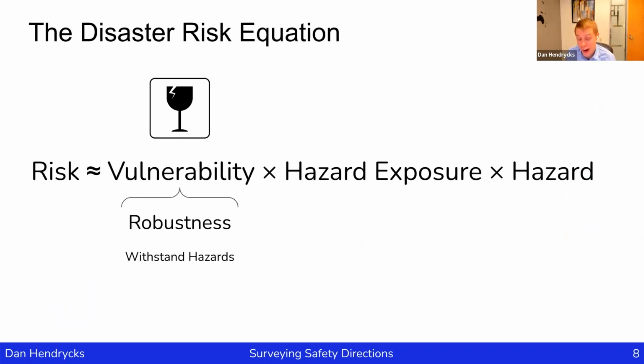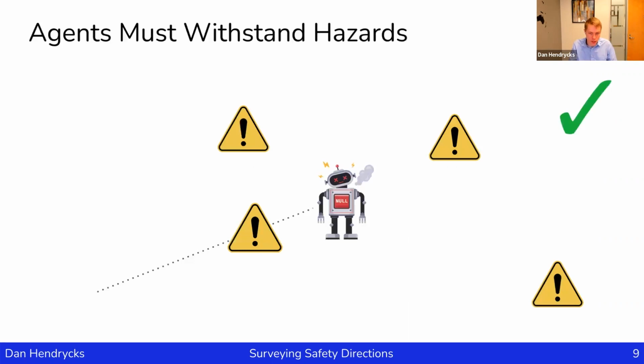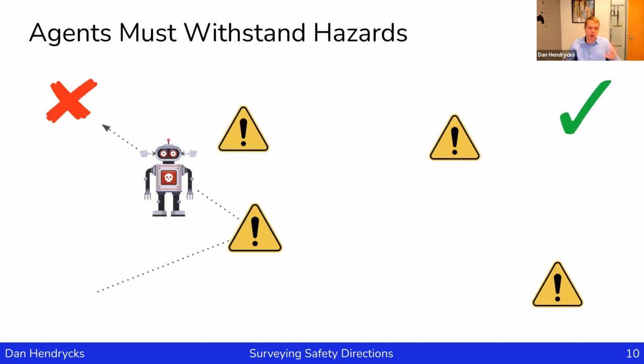Another factor is robustness, which helps address vulnerability. So this lets us withstand hazards. And the goal here is to drive down risk by reducing vulnerability by increasing robustness, and in particular adversarial robustness. So we could imagine a bot that runs into a hazard and then breaks down. Or we could imagine that it goes off the rails when it encounters a hazard. We'd like to reduce the model's vulnerability such that when it encounters a hazard, this sort of thing doesn't happen.